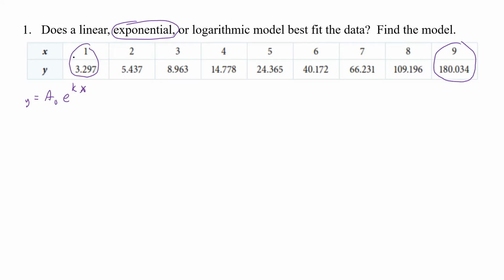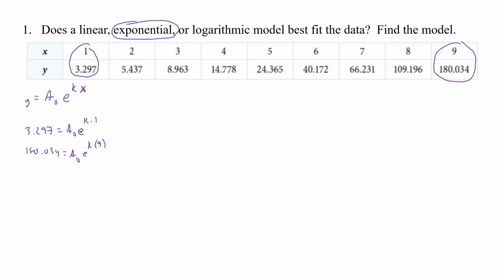So we're going to plug in 1 and 3.297, and 9 and 180.034, and then we'll see what we get from there. If we have y, that's 3.297 equals a naught, which we don't know, e to the k, and we don't know k either, x, well, that's 1. So that's going to be our first equation. Now for our second equation, we're going to use this point over here. That's 180.034 equals a naught e to the k times 9.